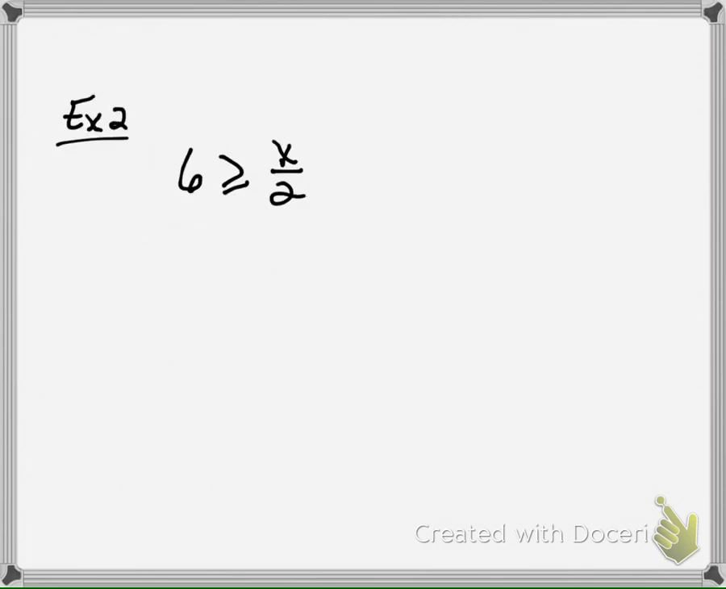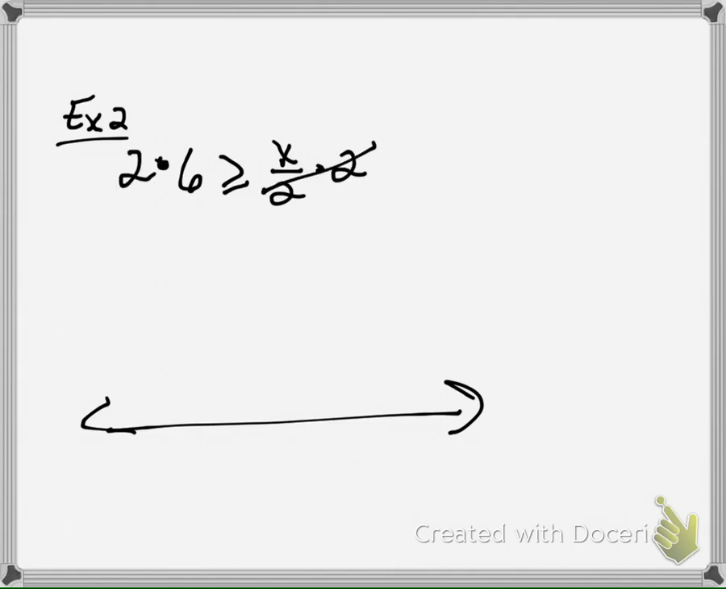Example 2. So now x is being divided by 2. I'm going to undo what's being done. I'm going to multiply by that 2 because it is being divided by 2. I want to do the inverse operation. So by doing that, that gets me down to 1x, and then 2 times 6 is 12.